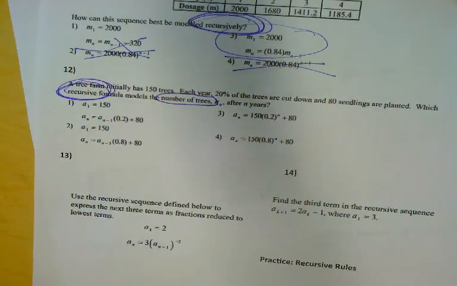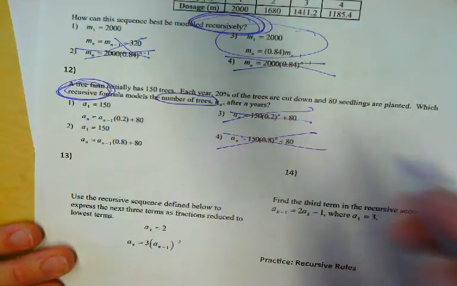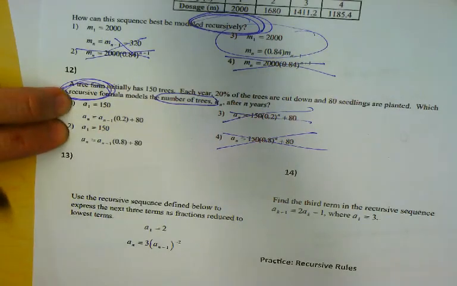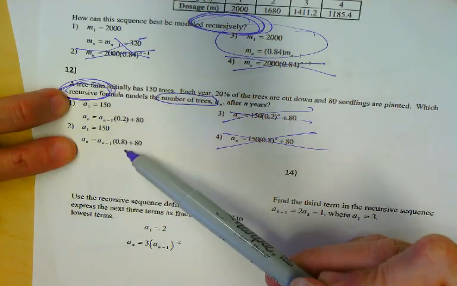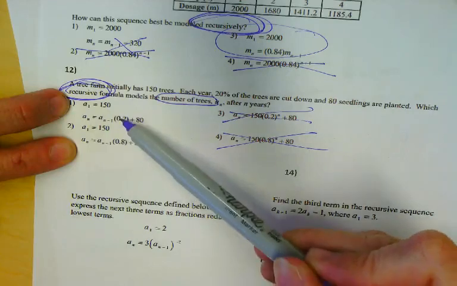Okay, so just based off the word recursive, which 2 choices are we eliminating? Again, 3 and 4 are explicit. We nailed them, they're out. Okay, so at least if you had to make an educated guess, you're close here. It's 50-50 at this point. All right, so they both say you're going to start with 150 trees. This one's multiplying by 20%, and this one's multiplying by 80%, and then adding 80. So the difference is the percentage.